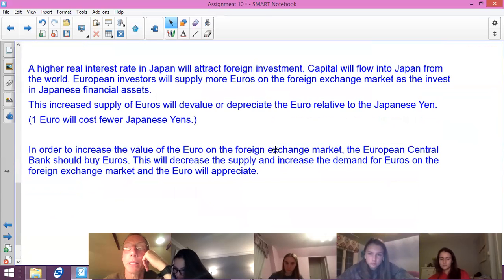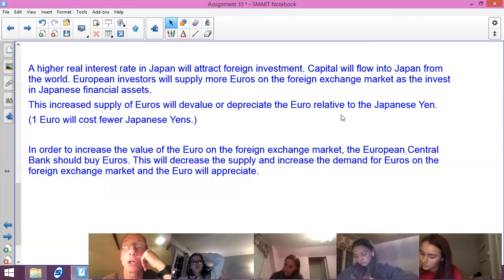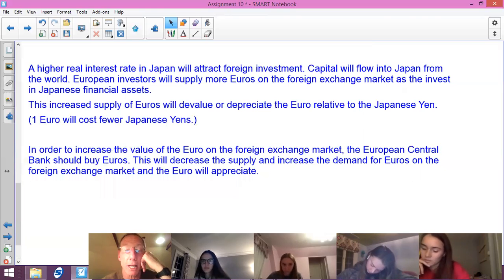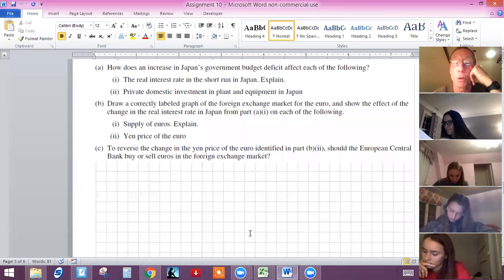Oh, okay. I'm getting that this is answering the next question. So the one I just answered is here. This increased supply of euros will devalue or depreciate the euro relative to the yen. 1 euro will cost fewer Japanese yen. Okay, so that's good. This one right down here answers the last question. Let's see what it is, so we don't get confused.